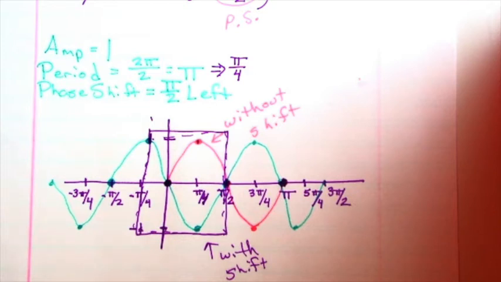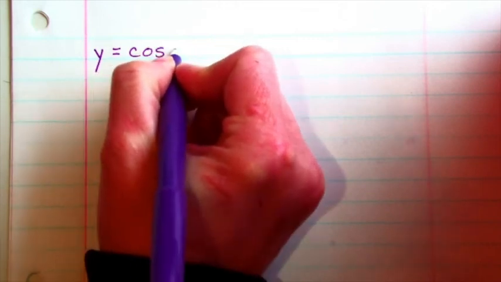Now let's talk through the sine function, or the cosine function. That was the graph of the sine. Let's do graphs of cosine next. So if we're going to graph a cosine wave, let's do this again. We're going to start with just y equals the cosine of x.